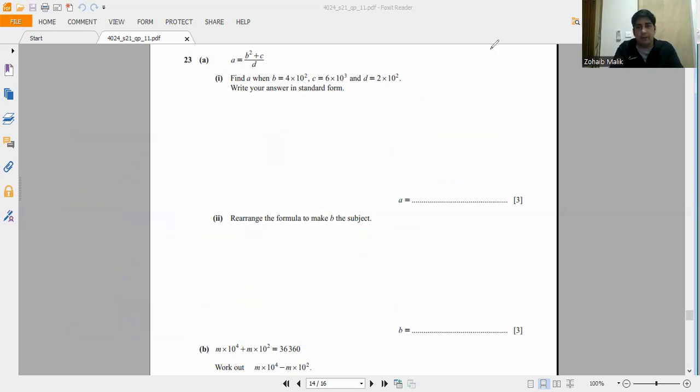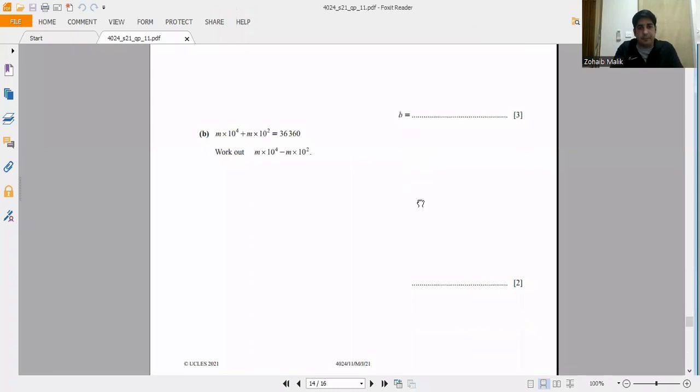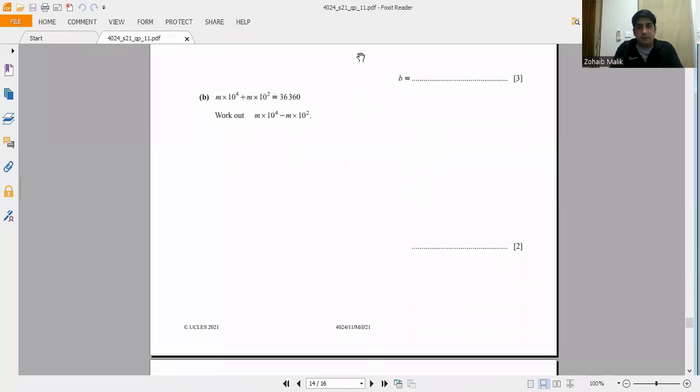Okay, the next is m into 10 power 4 plus m into 10 square is equal to 36360. Work out m into 10 power 4 minus m into 10 square. Okay, so from this question, I can take m into 10 power 4 plus m into 10 power 2 is equal to 36360.